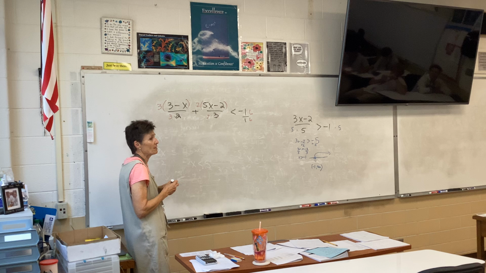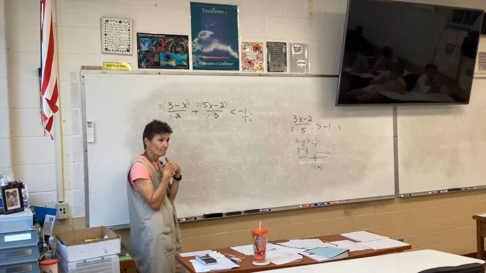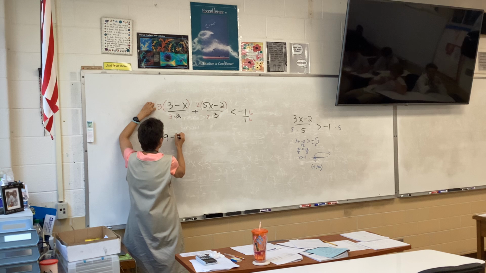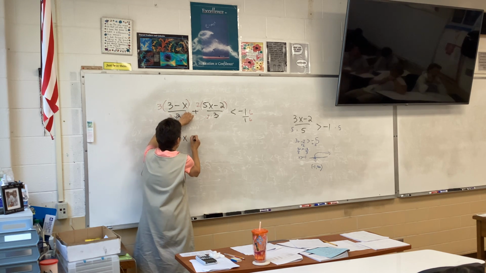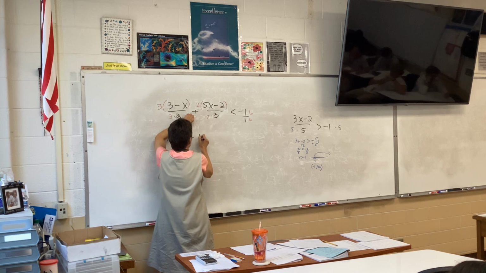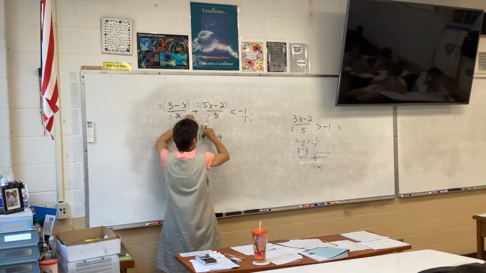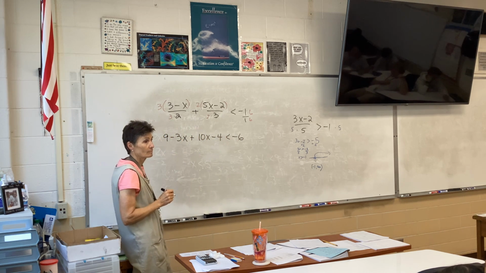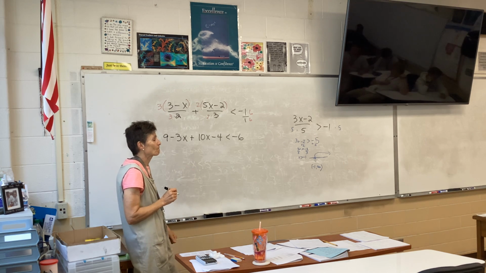Are all the denominators 6 now? Yes. And what did we talk about if all the denominators match? What are we allowed to do? Get rid of them. So I'm gonna have 9 minus 3x plus 10x minus 4 less than negative 6. Eli, does that make sense to you? You remember doing that problem earlier?